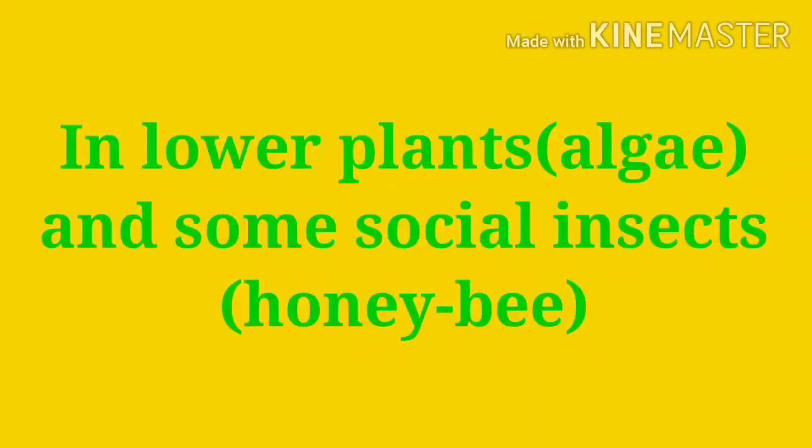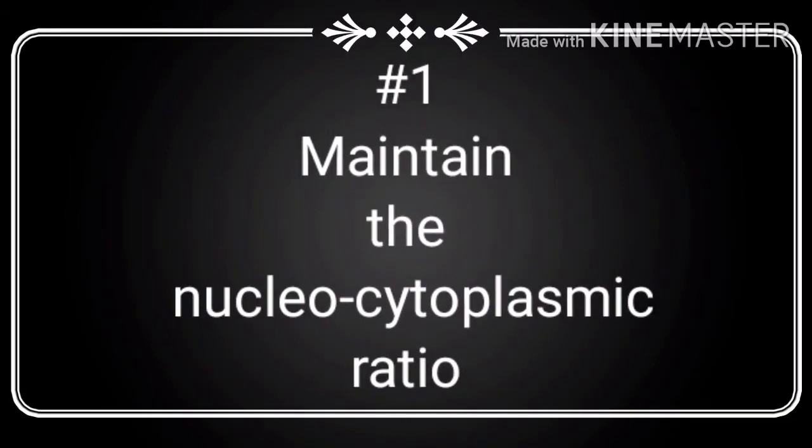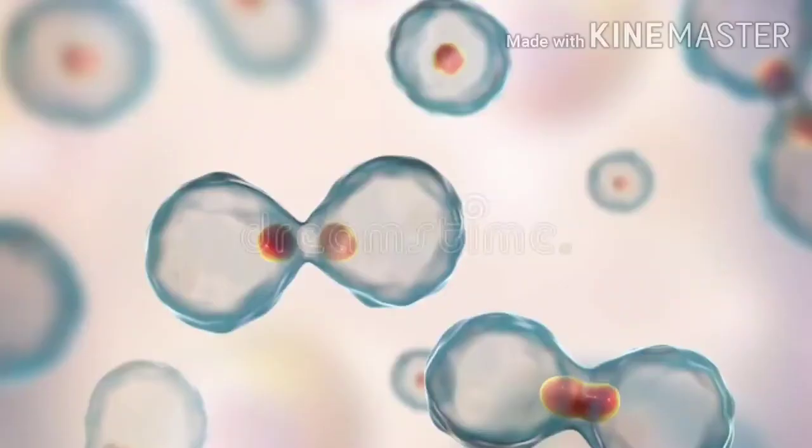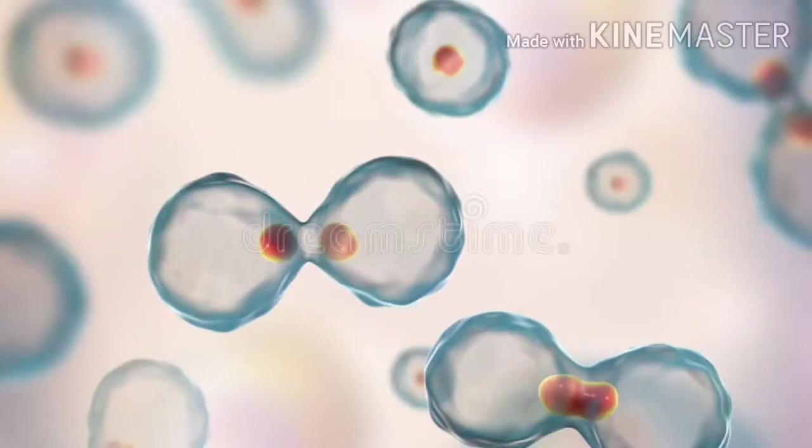It is very essential to understand the significance of this division in the life of an organism. So we are going to discuss the significance of mitosis one by one. Number one is to maintain the nucleo-cytoplasmic ratio. For efficient control of the cell, there is a particular ratio between the size of the nucleus and that of the cytoplasm. Now, an increase in the size of the cell due to growth reduces this index. It can be restored by cell division. So, to maintain the nucleo-cytoplasmic ratio, the cells undergo cell division, because smaller cells with larger nuclei work more efficiently.